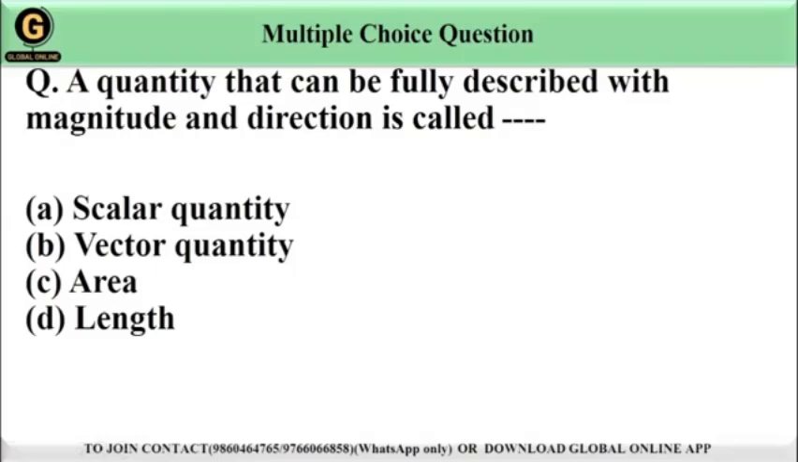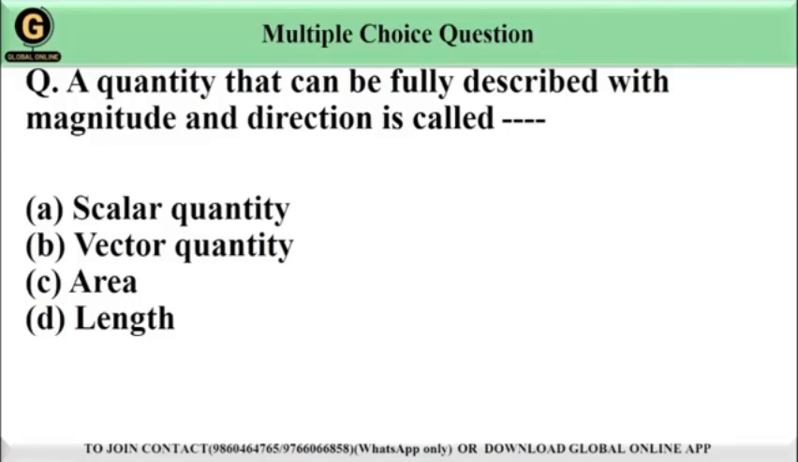A quantity that can be fully described with magnitude and direction is called dash dash. Options are given. Option A, scalar quantity. Option B, vector quantity. Option C, area. Option D, length. So guys, a vector quantity is defined by both magnitude and direction.